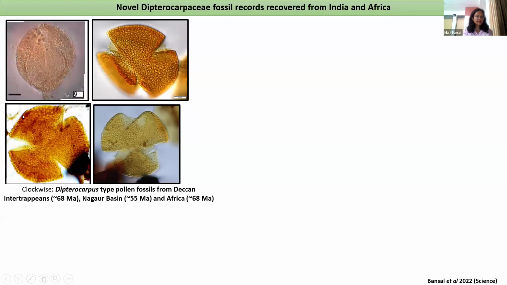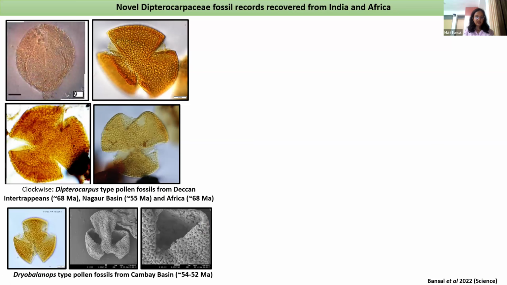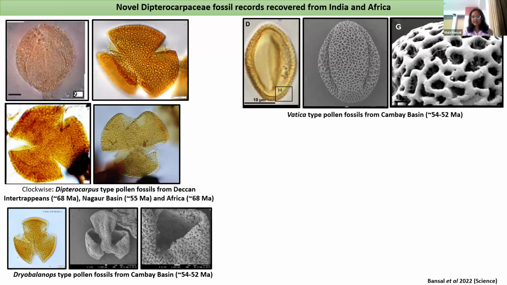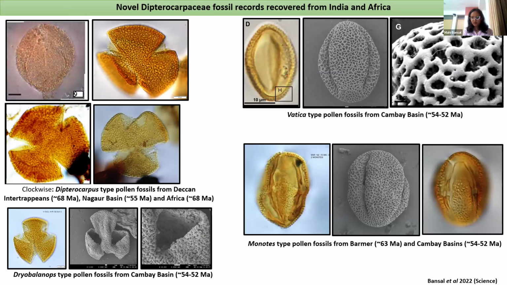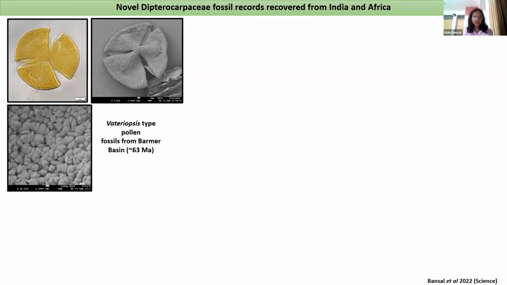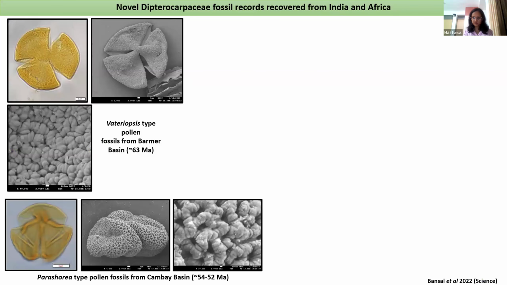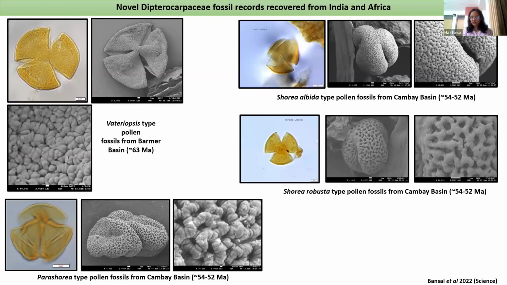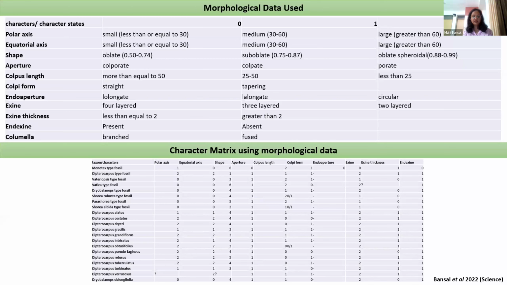These are the Dipterocarpus type pollen fossils. This is from central India, around 68 million years old. This is from Western India, around 55 million years old. And these 2 are from Africa, again 68 million years old. Then we have Dryobalanops type pollen fossils, then Vatica, Monotes, Vateriopsis, Parashorea, Shorea albida, Shorea robusta.